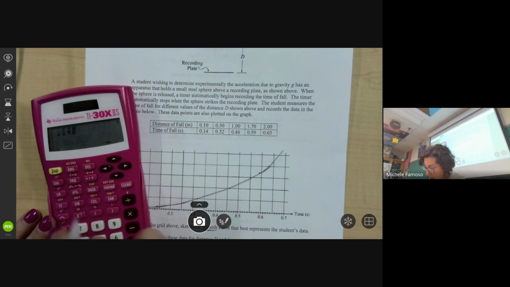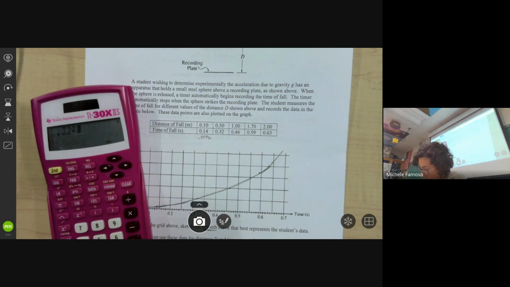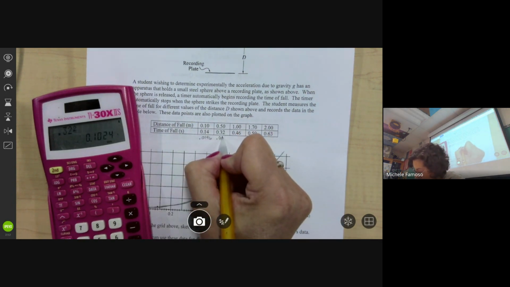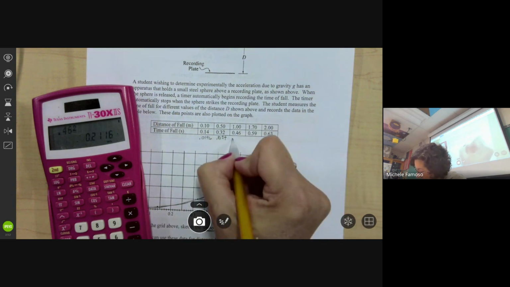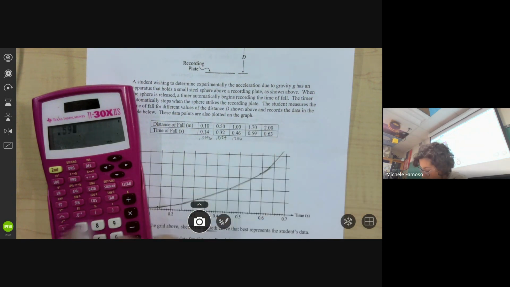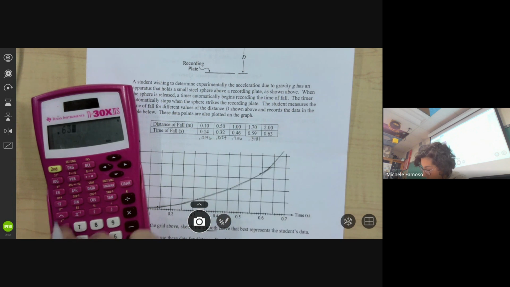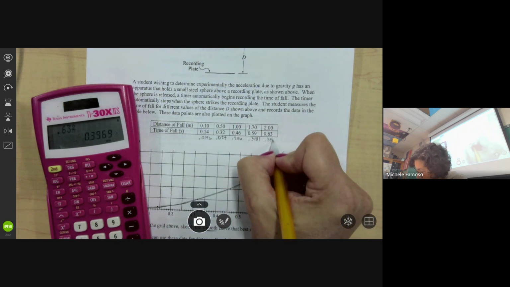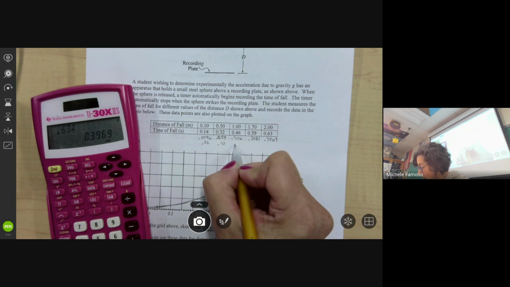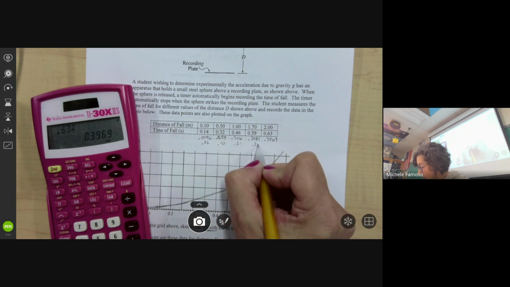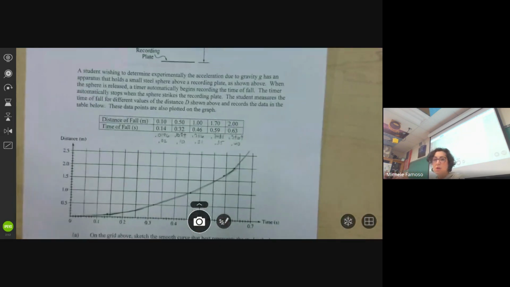So the time squared for each of these, this would be 0.0196. 0.32 squared is 0.1024. 0.46 squared is 0.2116. 0.59 squared, 0.3481. 0.63 squared is 0.3969. So roughly 0.02, 0.10, 0.21, 0.35, and 0.40. Those are rough answers, right? Approximations. That's good enough for the graph.